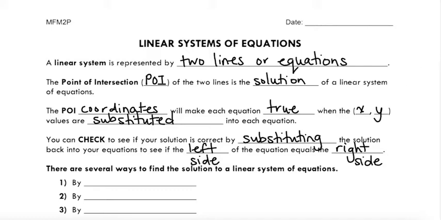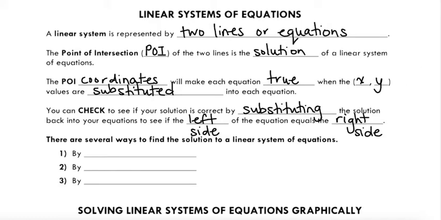So there are three different ways that we can find the solution to a linear system of equations. The first is by graphing. The second is by substitution. And the third method is elimination.